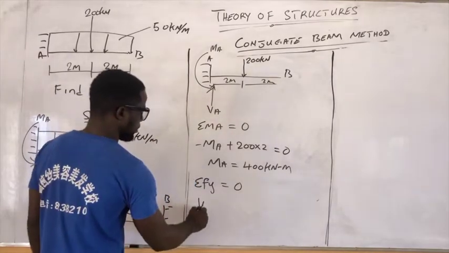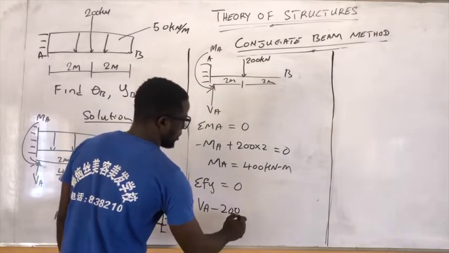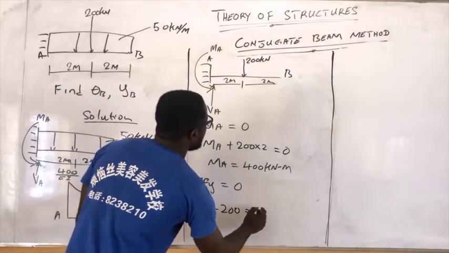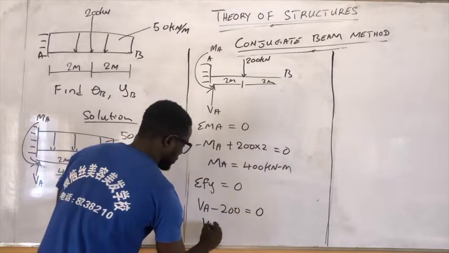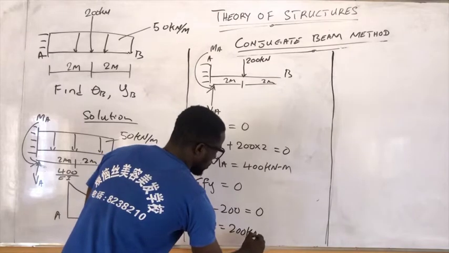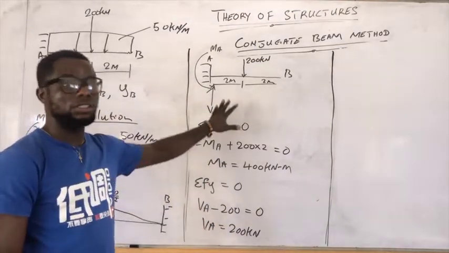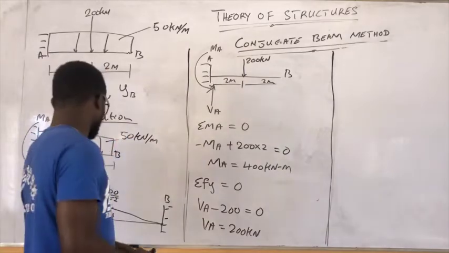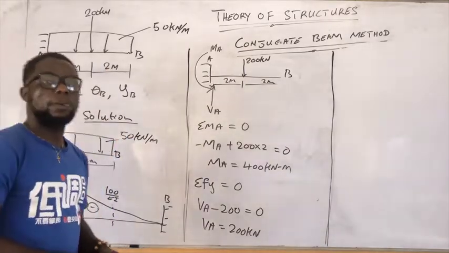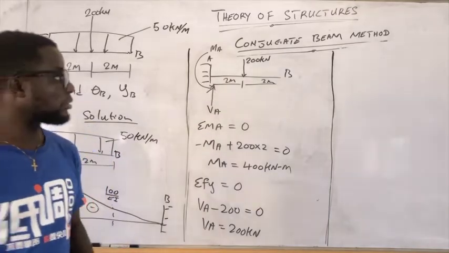So VA minus 200 equals to 0. Therefore VA equals to 200 kN. So we have gotten the reactions for the point load. So we draw the M over EI diagram for this point load.